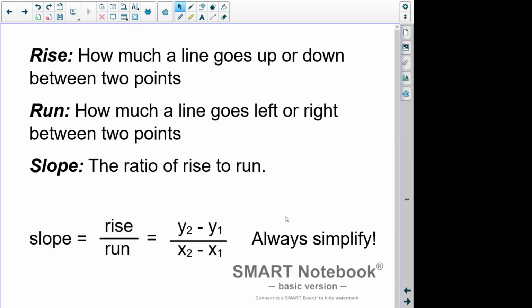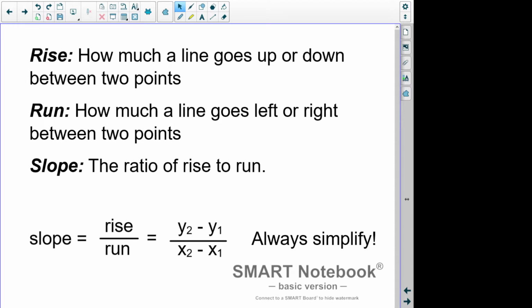So just a quick review here. We talk about the slope, right? We're talking about how much a line goes up and down versus how much a line goes side to side. So we talk about that as steepness. We can talk about that as a rate of change. And slope is generally the term we use for that. The slope is just the ratio of how much a line rises to how much a line runs. The rise is the up and down, and the run is the left and right.